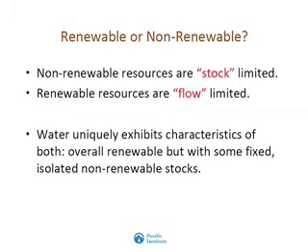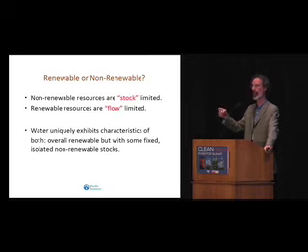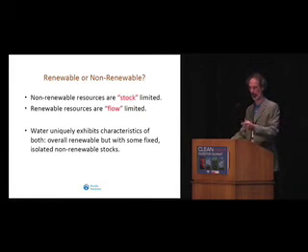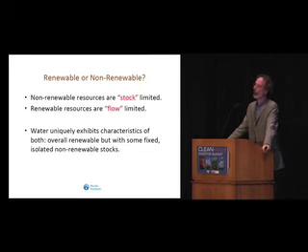The hydrologic cycle delivers water in a river every year, and that river has natural variability in how much water there is, and sometimes we have wet years and sometimes we have dry years, but when you use a unit of water on a river, it doesn't affect the amount of water you're going to get in that river next year. It's flow limited. You can't use more than the flow of the river unless you go to another source, but it's not stock limited, and that's sort of the classic definition of renewable versus non-renewable. Water uniquely exhibits characteristics of both renewable and non-renewable resources.